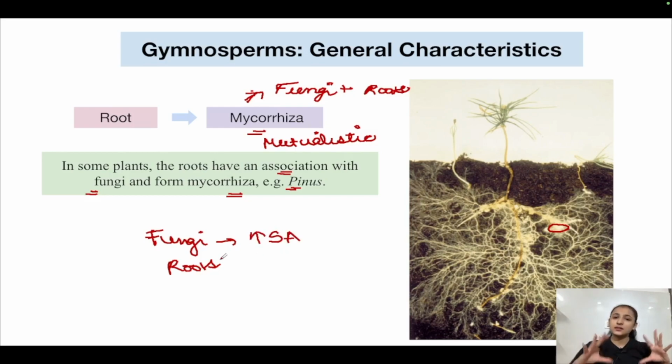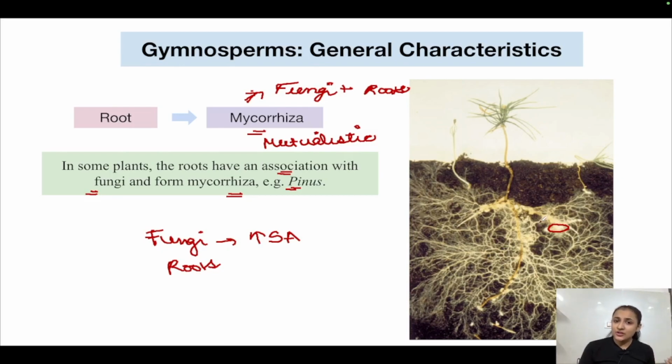Already the root has a proper root system, taproot system with root hairs, okay, but when these fungi are associated with these roots, the surface area further increases because the fungal filaments or hyphae are even finer. They can penetrate into those zones in the soil structure where the roots cannot penetrate. So they are able to extract such nutrients from the soil which the roots, when present alone without association with fungi, cannot extract.